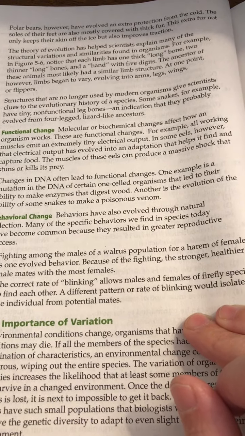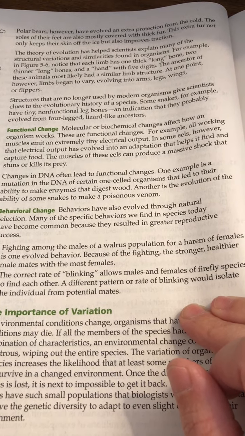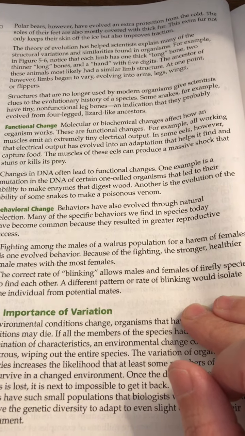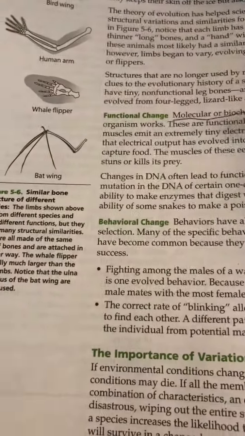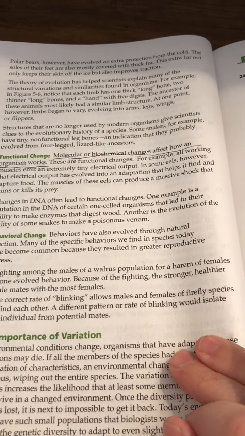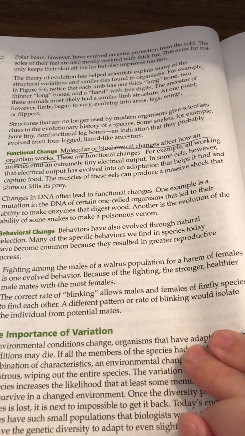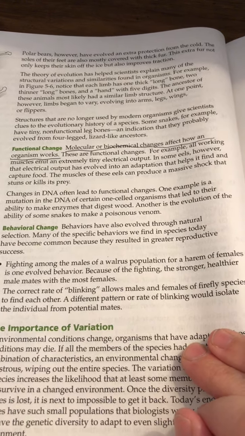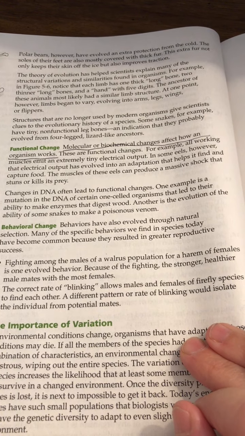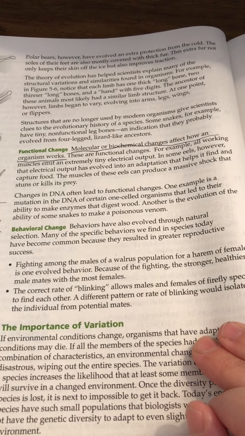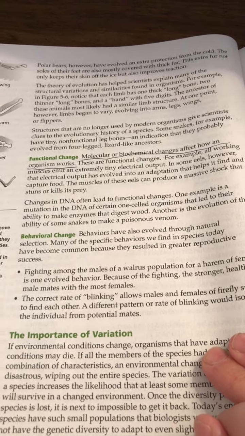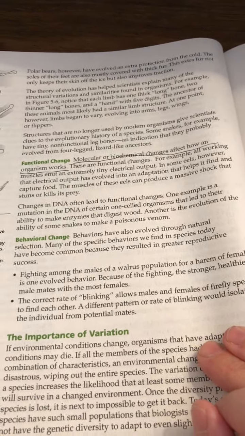Functional change. Molecular or biochemical changes affect how organisms work. These are functional changes. For example, I'm going to underline that. Molecular or biochemical changes. For example, all working muscles emit an extremely tiny electrical output. In some eels, however, that electrical output has evolved into an adaptation that helps it find and capture food. The muscles of these eels can produce a massive shock that stuns or kills its prey.